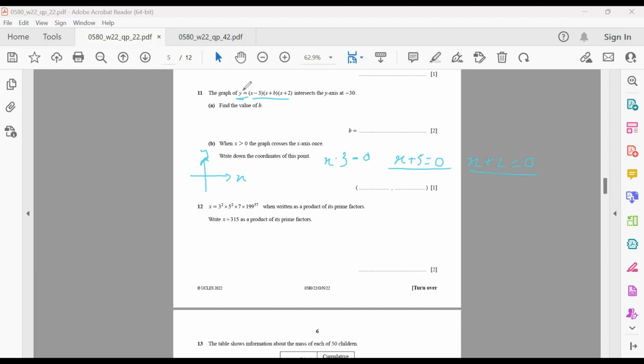So if we see x plus 5 is equal to 0 and x plus 2 is equal to 0, that gives us x is less than 0. Those values are lying less than 0. If we look at x minus 3, that line will give us x is equal to 3. Therefore, x is greater than 0. So that means our coordinate will be 3, 0.